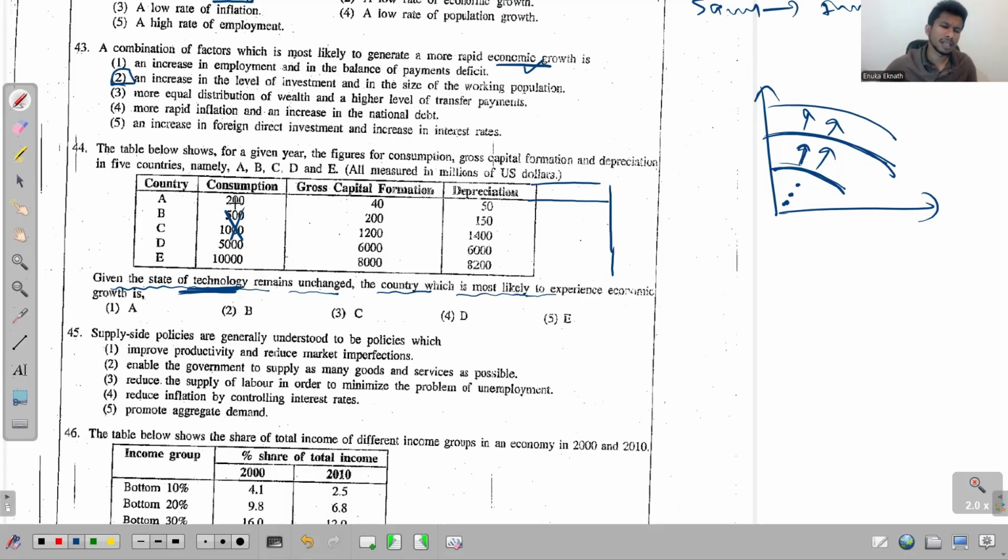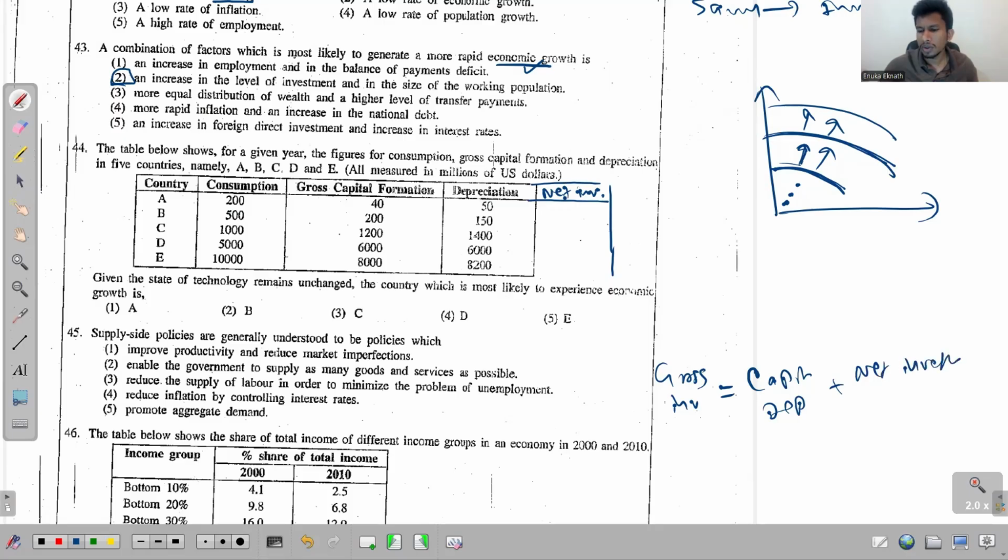Consumption, I don't really understand why this is given to us. But by looking at the gross capital formation and the depreciation, you can calculate the net investment. So how do we find the net investment? I hope that you will remember this equation. We discussed this equation in grade 12. What is the equation? Gross investment equals capital depreciation plus net investment.